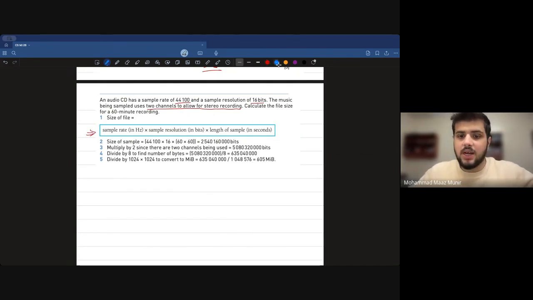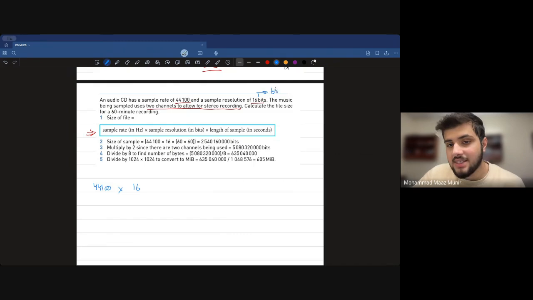So if we plug these values in, first of all we have 44,100 as the sample rate, multiplied by the resolution, which is 16 bits. And because this is in bits, I will be getting the answer in bits, right? It won't be bytes. Yes, Hassan, do you have a question? You can send it in the chat.